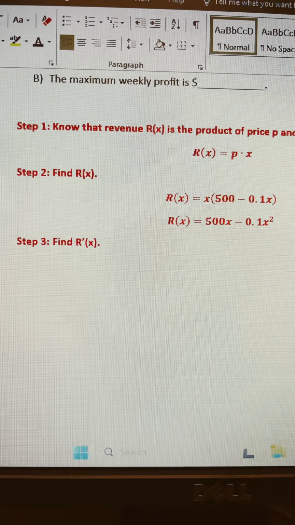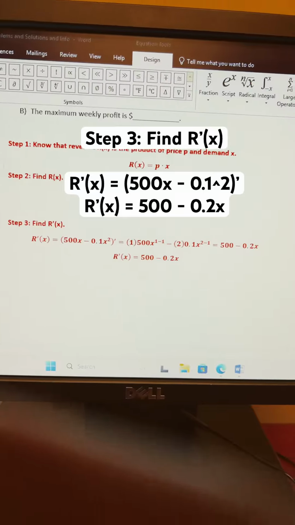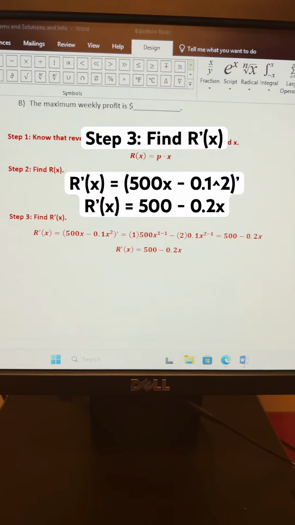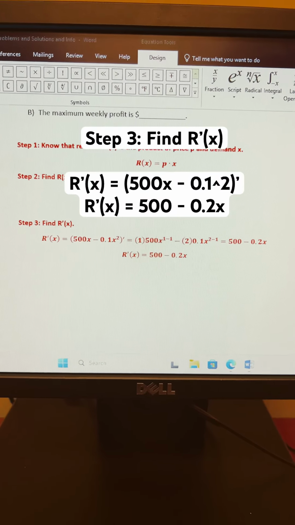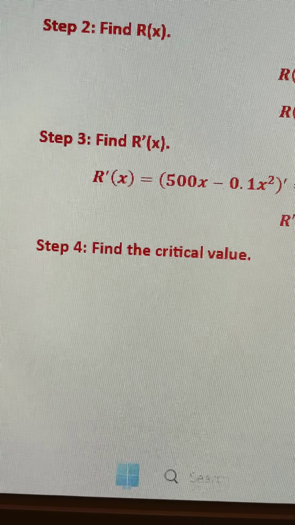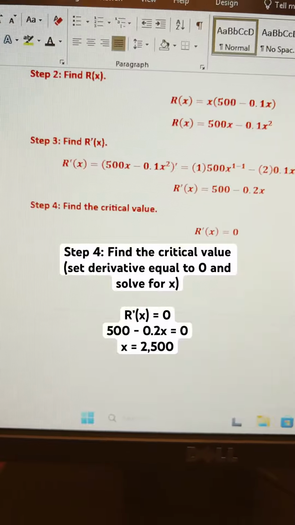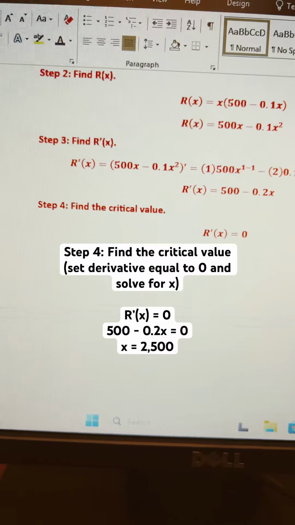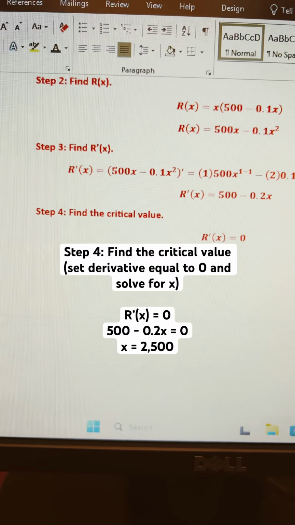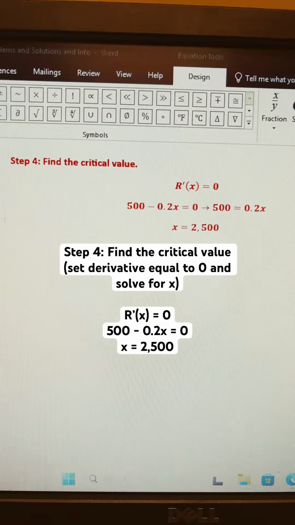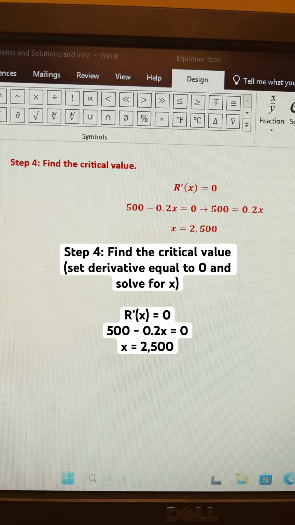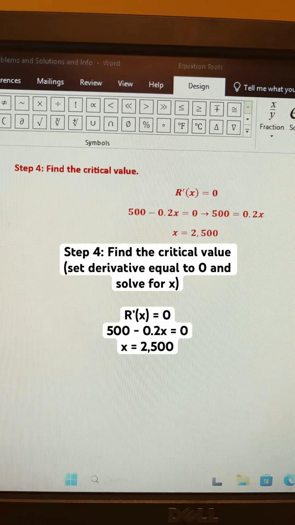Step 3 is to find derivative R prime of x. Do that by differentiating with the power rule, and you're going to get R prime of x is equal to 500 minus 0.2x. Step 4 is to find the critical value. Remember, to find the critical value, you got to set the derivative equal to 0. So set R prime of x equal to 0, and then you solve for x, so your critical value is x equals 2500.